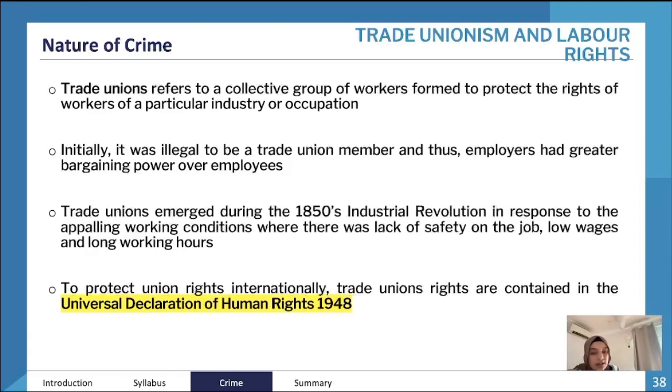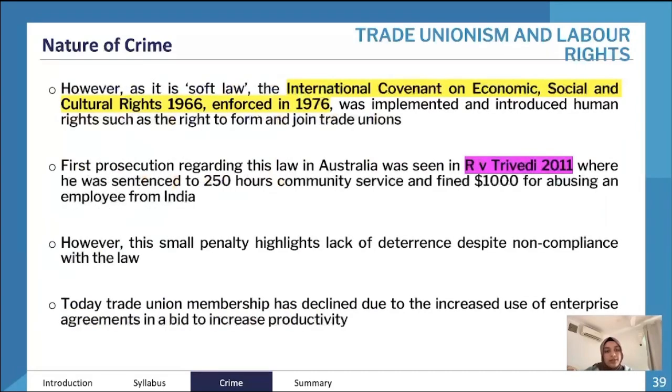That's where the concept came from. To protect union rights internationally, trade union rights are contained within the UDHR, the Universal Declaration of Human Rights, which we touched on earlier as well. However, because it's a soft law, we have another piece of legislation that has been implemented into Australia, which is the International Covenant on Economic, Social and Cultural Rights of 1966, enforced in 1976, and was implemented and introduced basically human rights such as the right to form and join trade unions.